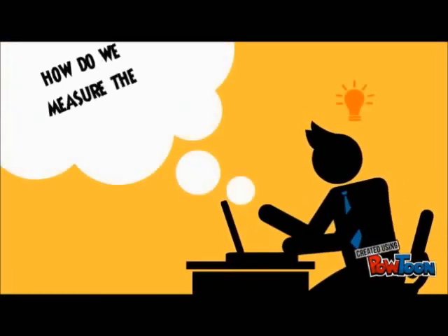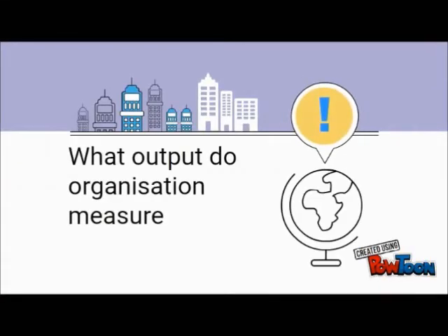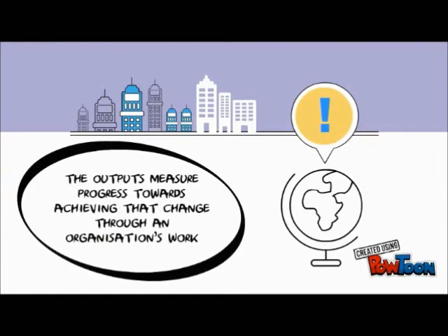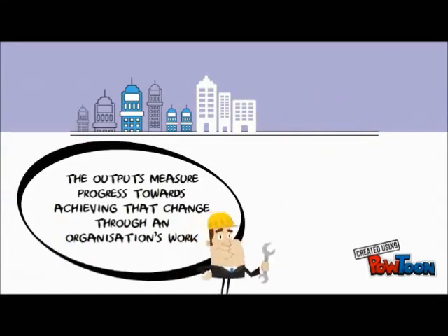So, how can we measure the social impact? Firstly, it is important for organizations to know what outputs they measure. An organization needs to have an objective that includes the theory of change, where the outputs measure progress towards achieving that change through an organization's work.